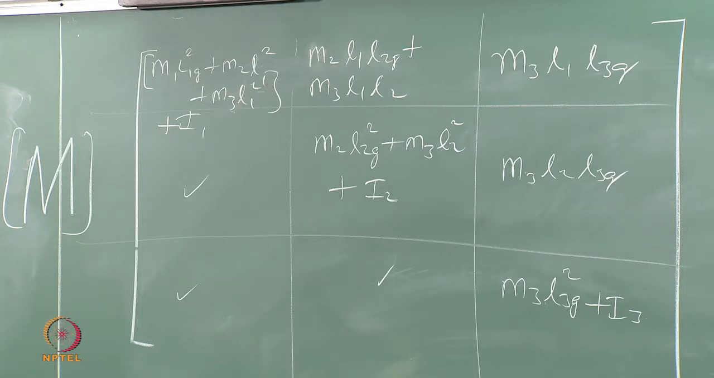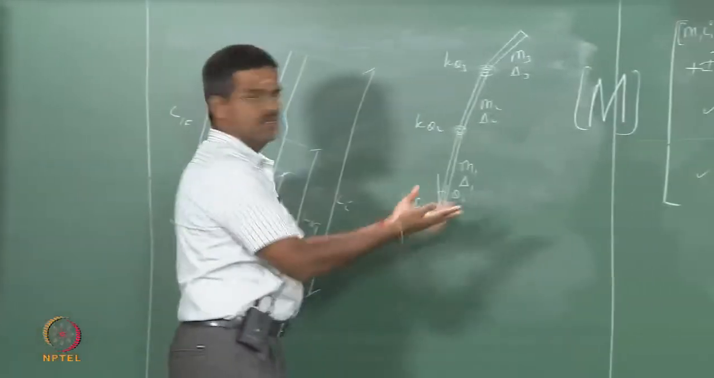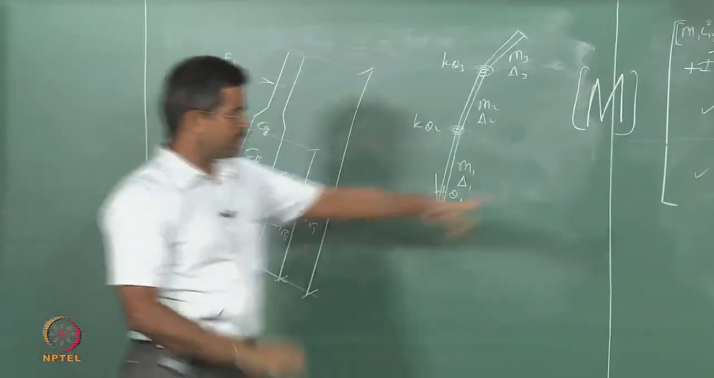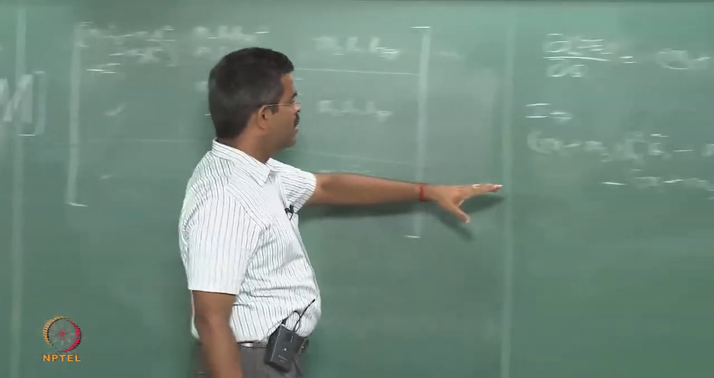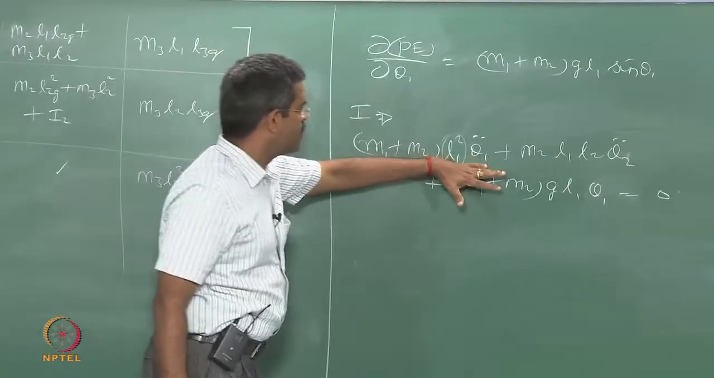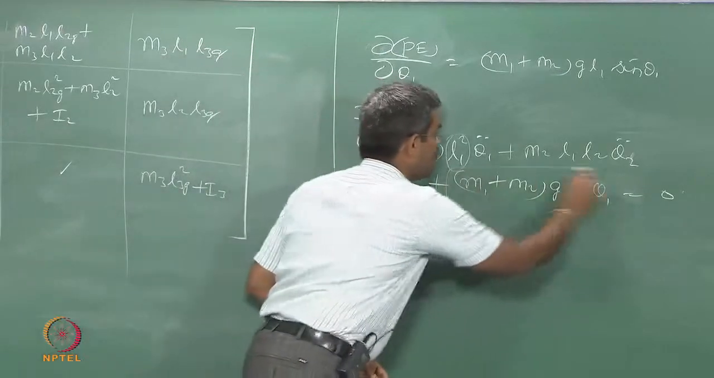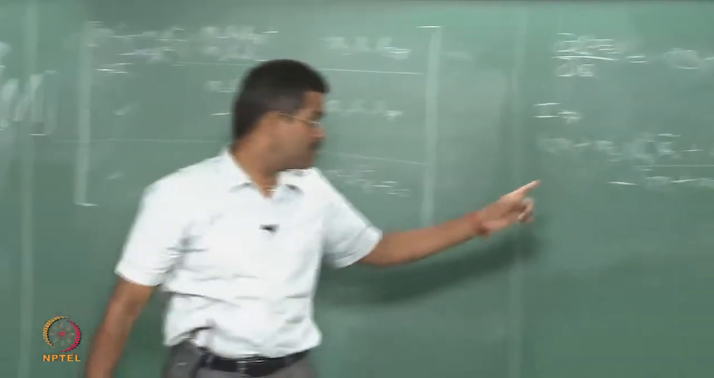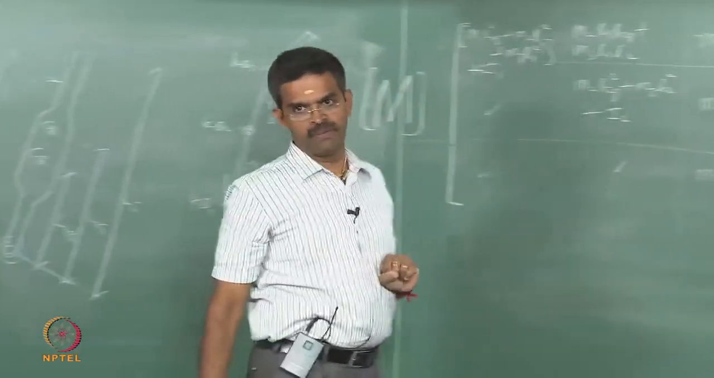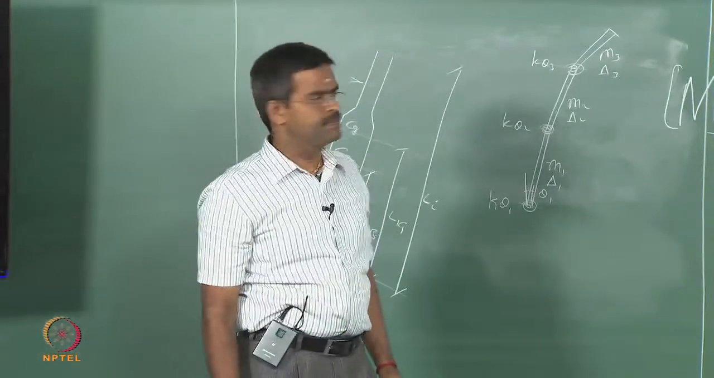We have the mass matrix ready. So we can derive the mass matrix for a multi-hinged tower like this. I took up this example only for you to understand how the terms related to theta 1 double dot and theta 2 double dot will appear. Of course, this term will appear in the stiffness matrix, is it not? Because that is related to theta 1 displacement.